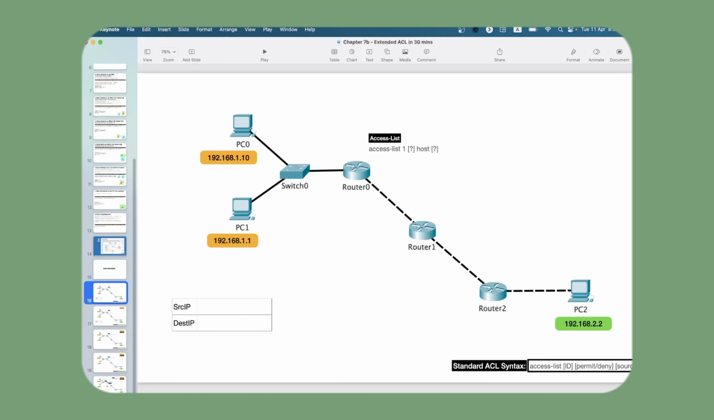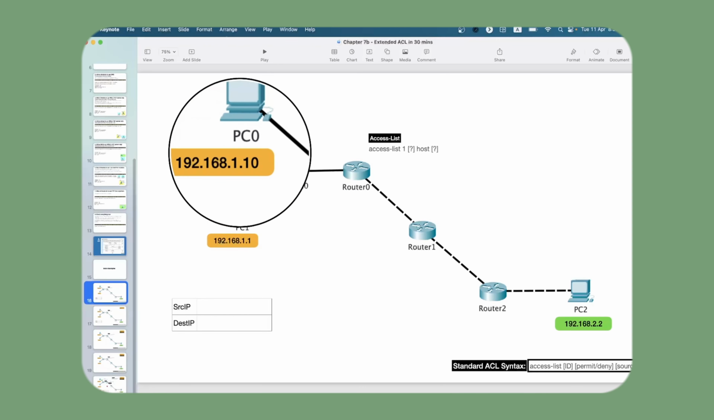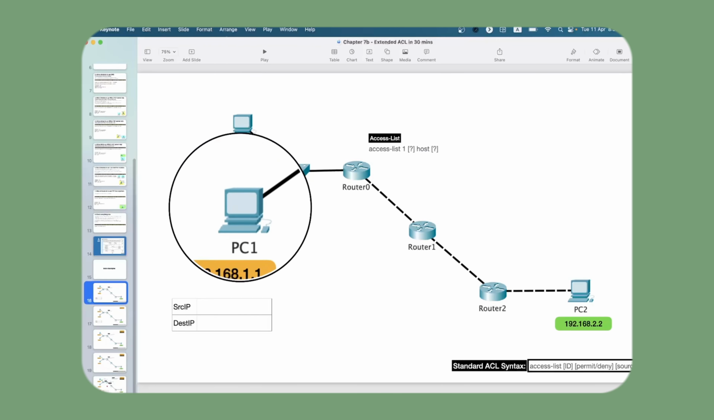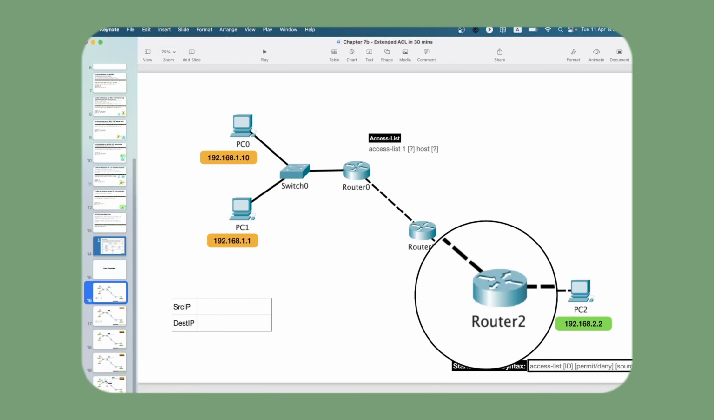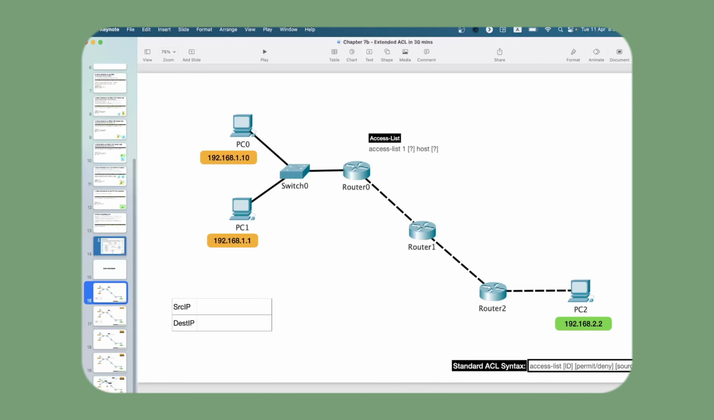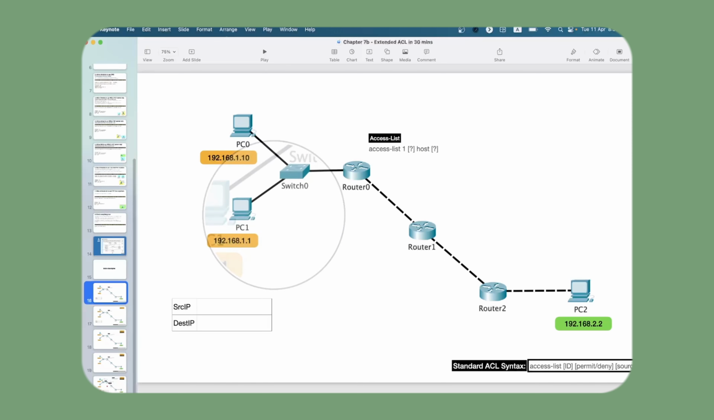Now, I must make this clear. If I want to control these 2 PCs, so I'm like the admin for this network, then when you want to do standard ACL, you do it here. Okay. Now, if you want to do an extended ACL, which I'll show you later also, you do it here, closest to you. Understand? Okay. Now, if you don't understand why, it's okay, because I don't have time to explain why.